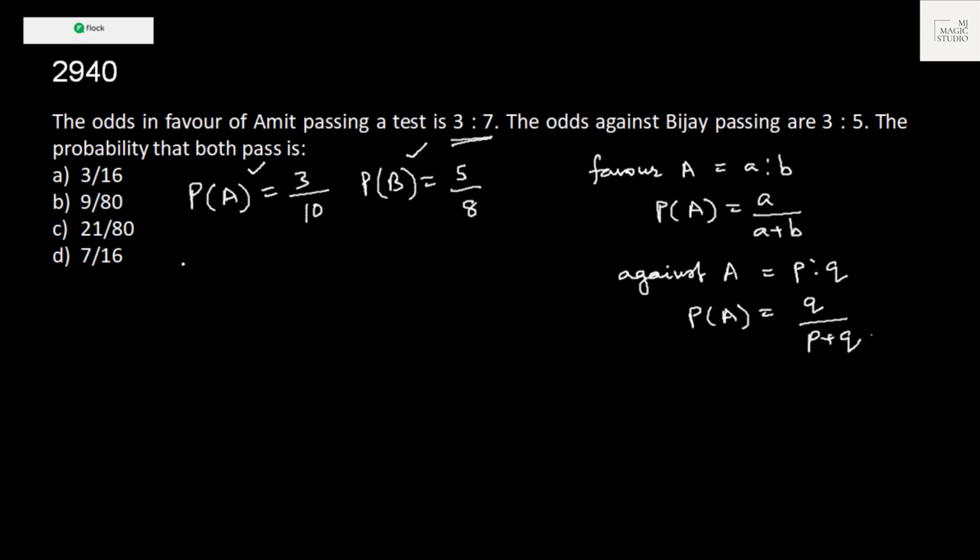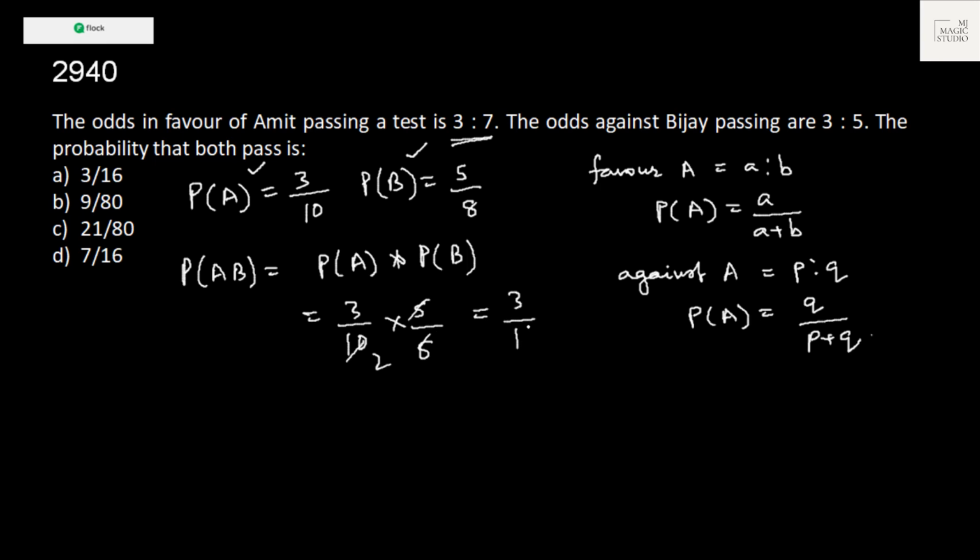The probability that both pass the exam will be given by P(A) into P(B). That would be 3 by 10 into 5 by 8, that is 3 by 16. And yes, that we have in option A. These two are treated as independent events because nothing is given whether they are dependent on each other or not. Then obviously they become independent. In case of independent events, P(A and B) is given by P(A) into P(B).